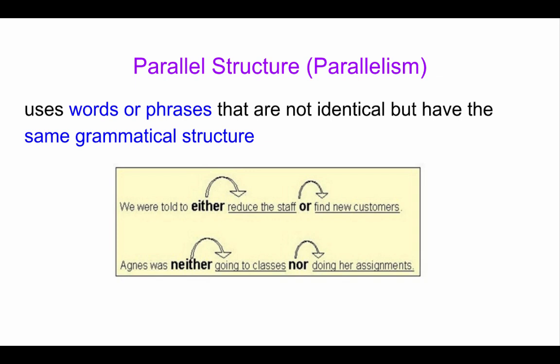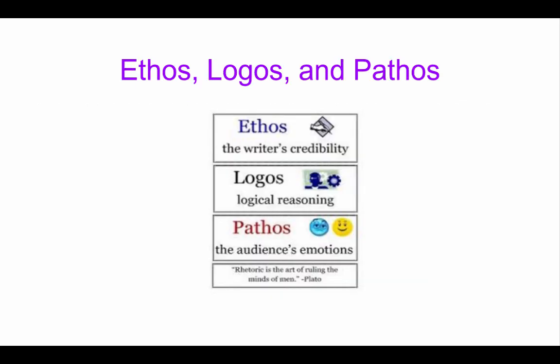The next 3 strategies are often referred to as the communication or rhetorical triangle. I'm talking about ethos, logos, and pathos. Ethos refers to the credibility of the writer or speaker.